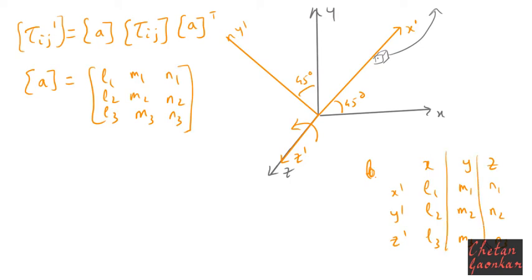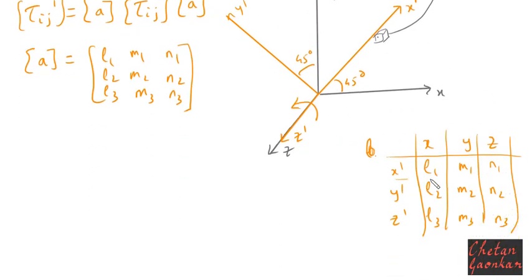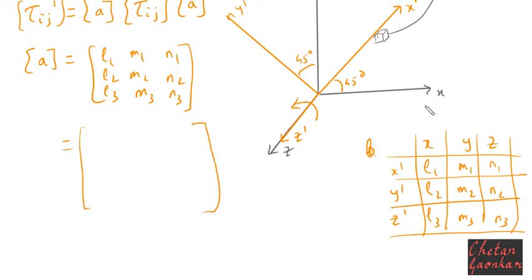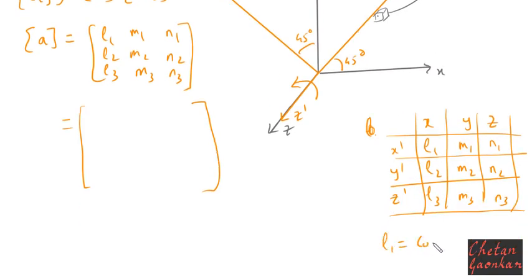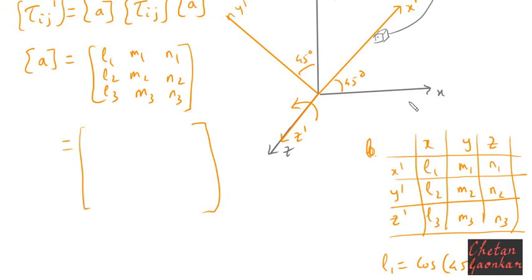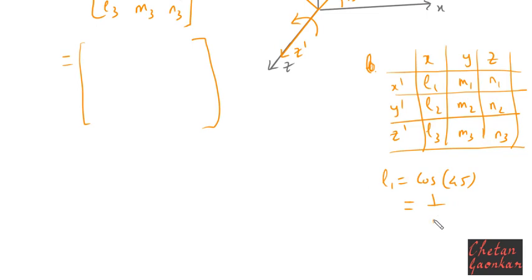This is what we saw in our last video when looking at the theoretical aspects of transformation of stresses. So L1 is the cosine of the angle between x dash and x. And how much is the angle between x dash and x? It is 45 degrees. And cos of 45 degrees is 1 by root 2, which is 0.707. So let me write this as 0.707.